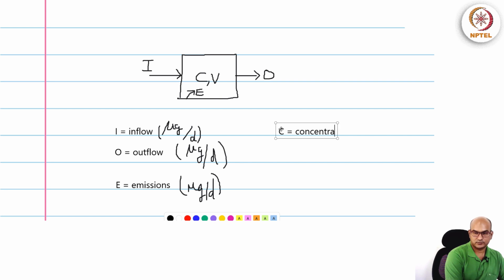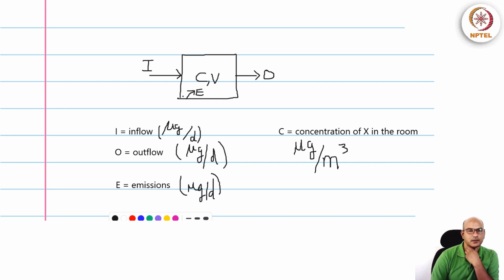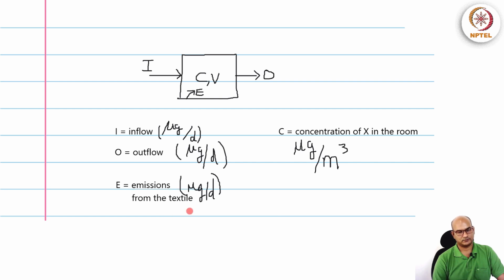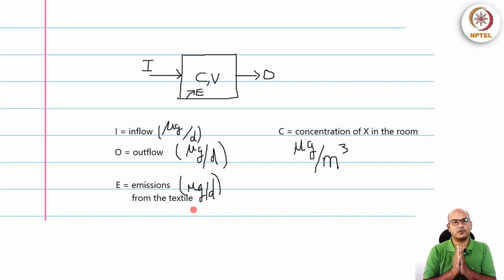C is equal to the concentration of X in the room in micrograms per meter cube. Okay, and the emissions is the emissions from the carpet, or if you want, from the textile. So this is sort of the conceptual diagram, and we will carry over this diagram going forward.